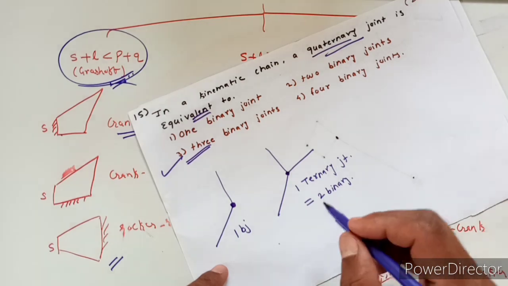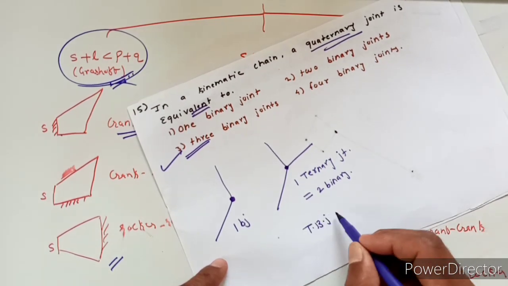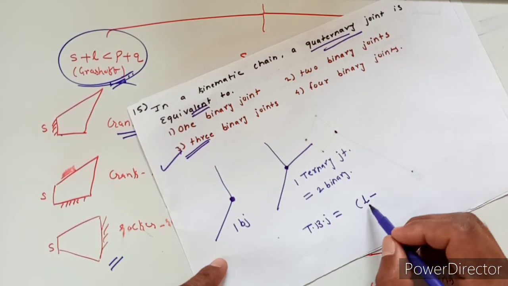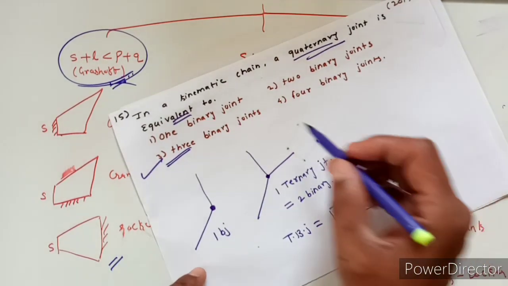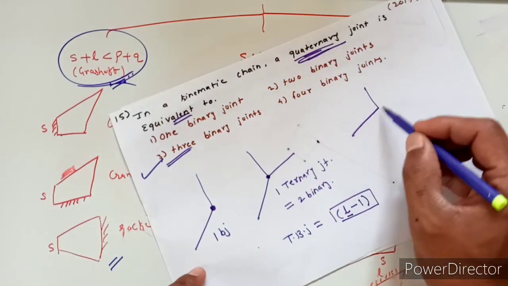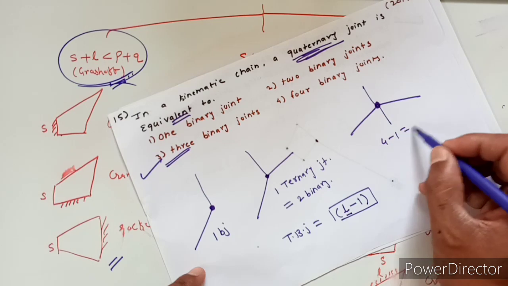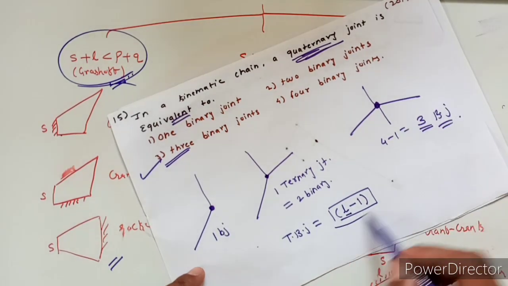So total number of binary joints at a particular connection is determined by this equation. Total number of links connected at that connection minus 1 is the total number of binary joints. So in case of quaternary joint, there are 4 links connected at a joint. So 4 minus 1, so this corresponds to 3 binary joints. So you will use this equation.